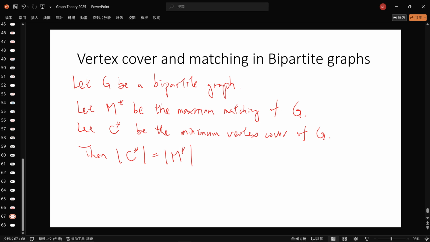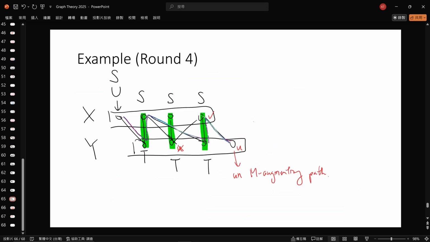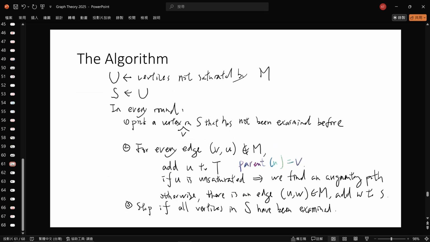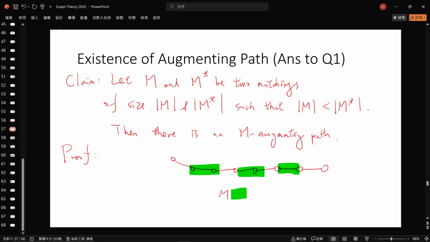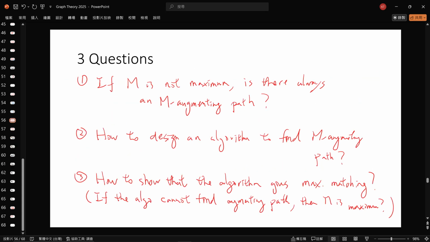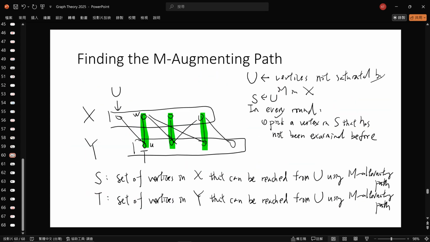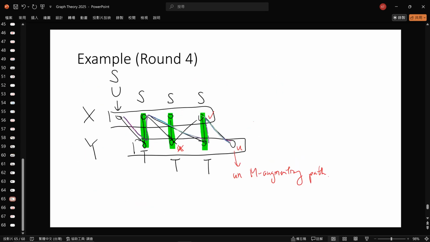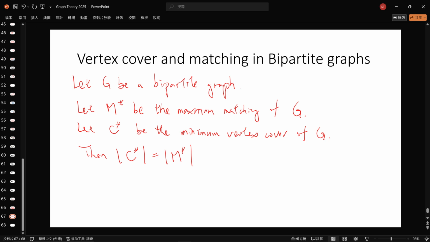So actually, after we prove or answer the third question, okay? After we have the answer for the third question, we can actually prove this claim, okay? First of all, because we only have 2 minutes left, let's first consider what happens if it is not a bipartite graph, okay?